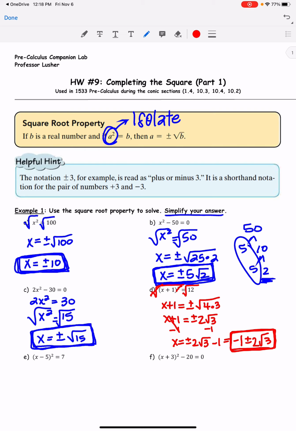Okay, so same thing on E. Is your squared term isolated? Yes, it is. So take the square root of both sides. So your square root and square cancel. So I'm left with x minus 5 equals plus or minus the square root of 7. Doesn't simplify, that's a prime number. And then your last step is to add that 5 over. And so I'm going to get x equals 5 plus or minus the square root of 7.